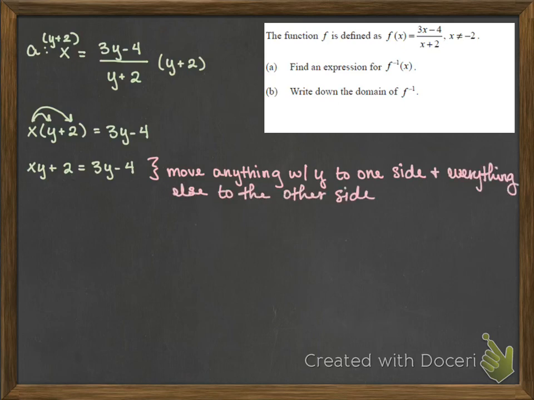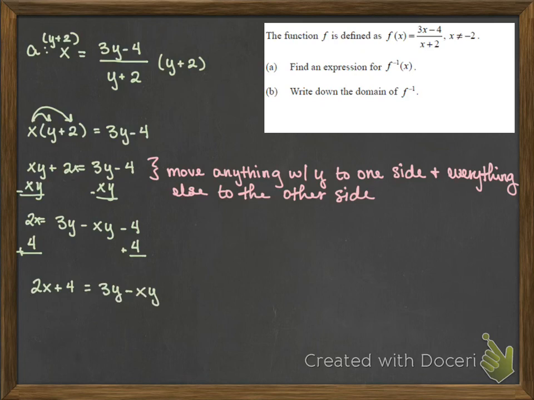So again, our goal is to get y by itself. Since we have multiple y terms, anytime you have more than one y term, you want to get all of your y terms on one side and everything else on the other side. So we're going to subtract xy from the other side and have 2x equals 3y minus xy minus 4. And then because 4 doesn't have any y's with it, we're going to add that to the other side. So now we have 2x plus 4 equals 3y minus xy.